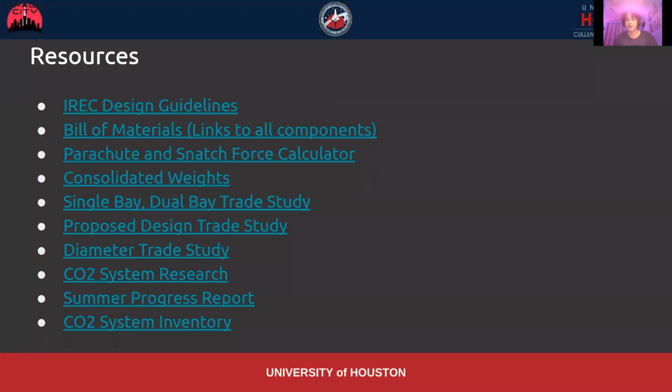So these are the resources here. This is a list of everything we did this semester. If you want to look at all the parts we're using, go to the bill of materials. It has the link to all the components and some notes about them as well. The calculator is right here as well. The consolidated weights were our way of estimating how much Cena is going to weigh, but I don't think it's up to date. And then we have our trade studies, some other documents, a progress report, and the IREG design guidelines.